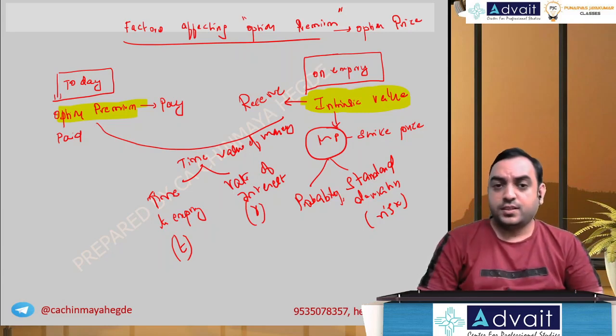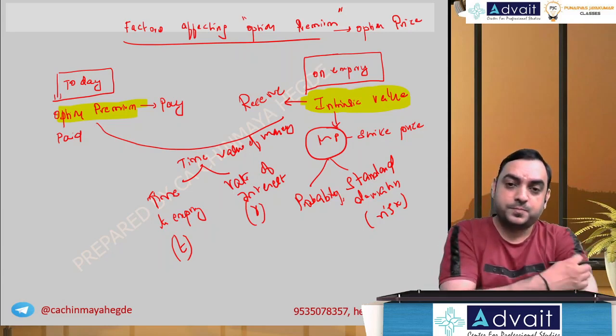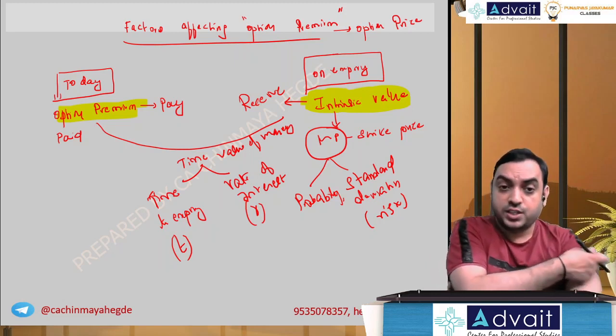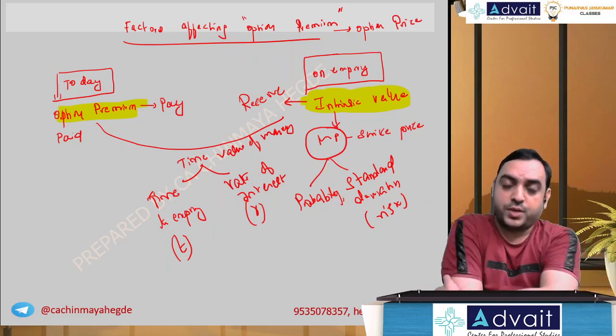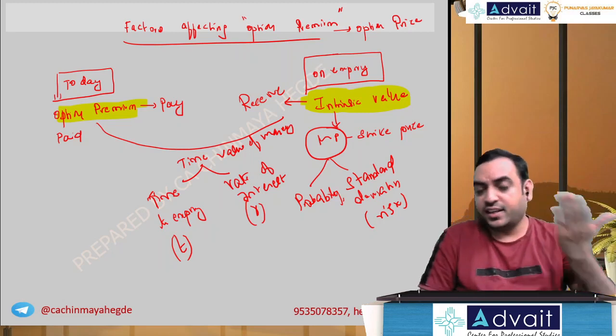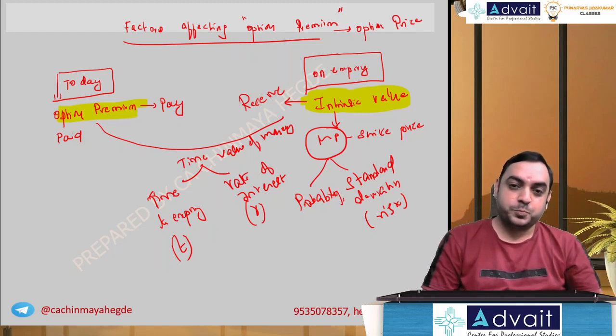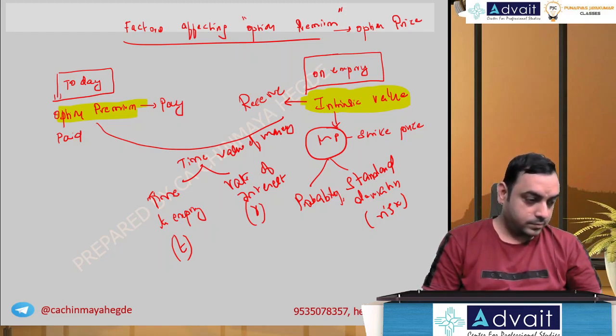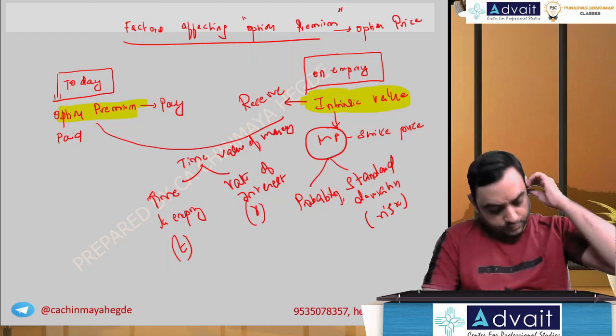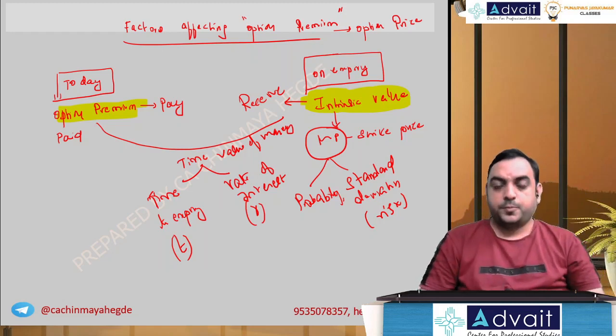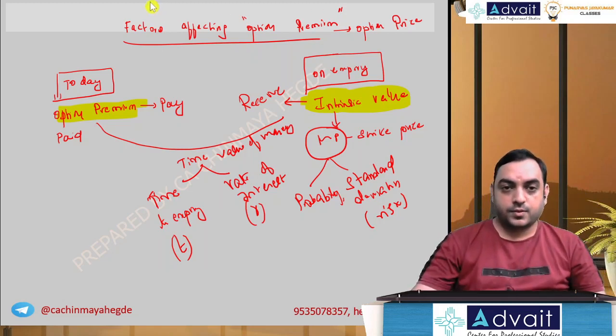Please write it down. Factors affecting option premium. Then after this I'll go for option models. Which option model? How to value the option premium. Again, they are theoretical models, practically only we know it in practical life. Okay, hope you've taken it down.